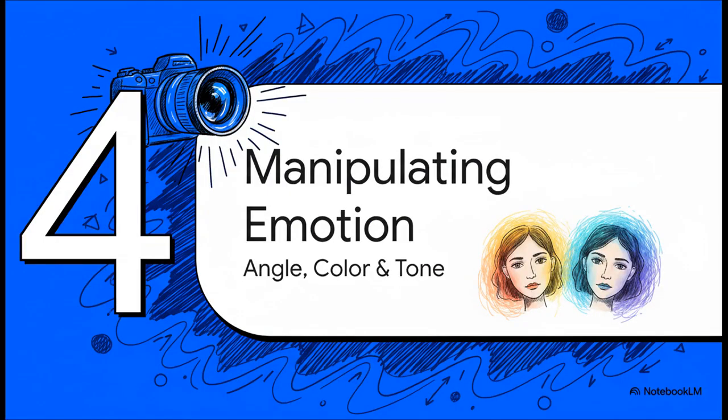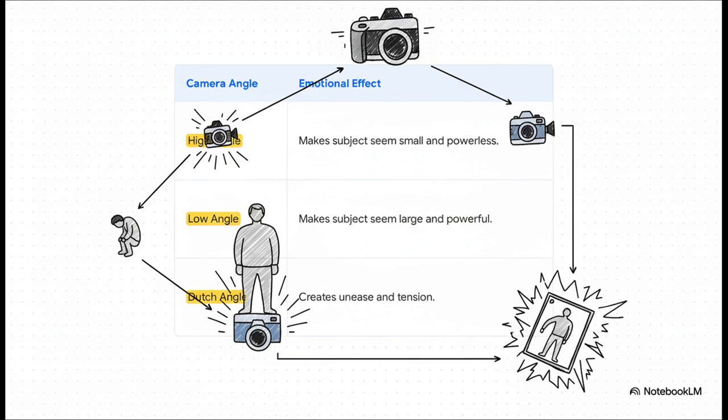Okay, get ready, because now we're getting to the most powerful tools in the entire kit. These are the elements that can directly and subconsciously mess with how you, the audience, feel about a character, a situation, or a whole scene. It's absolutely wild how much emotion can be conveyed just by changing the camera's perspective.